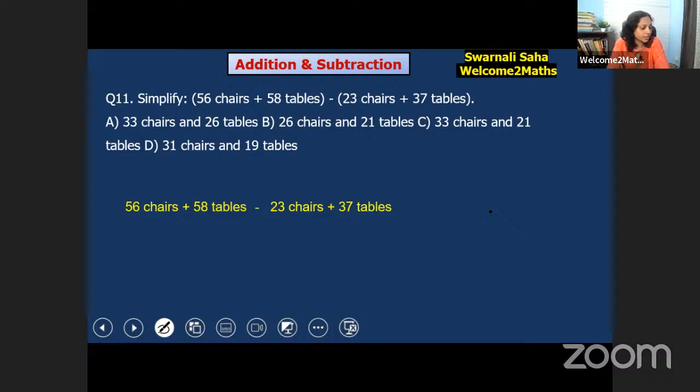Simplify 56 chairs plus 58 tables minus 23 chairs plus 37 tables. So you have to do this. Chalo, try to solve this. 56 chairs plus 58 tables minus 23 chairs plus 37 tables. Which would be the answer?